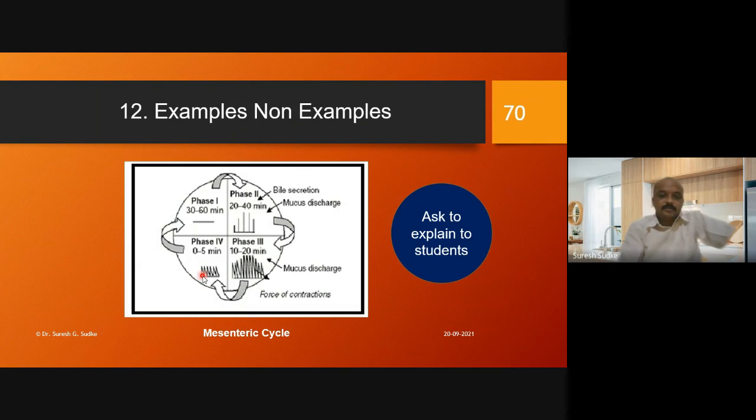And after that, there will be phase 4. It lasts for 0 to 5 minutes, where the intensity of contraction is less, but the frequency is again more, and it lasts for only a short period of time. And then the content from the stomach will enter into the small intestine. So this is the way in which our students should be able to describe the particular picture.